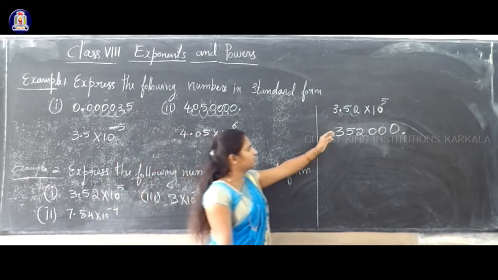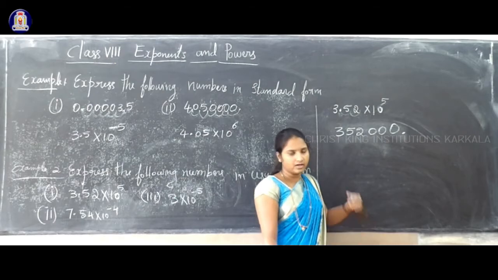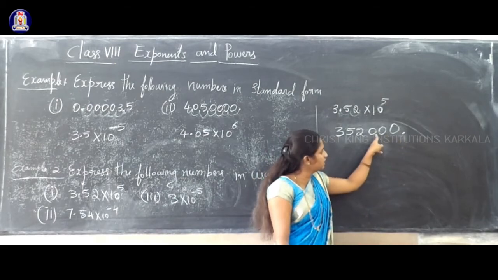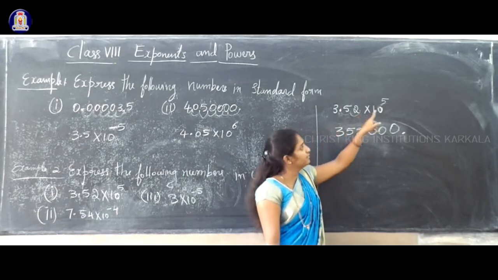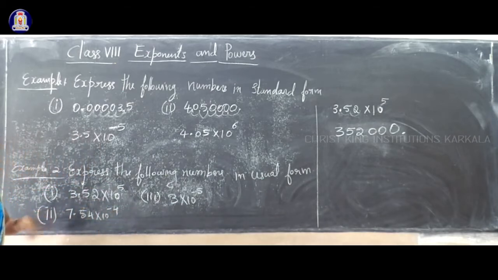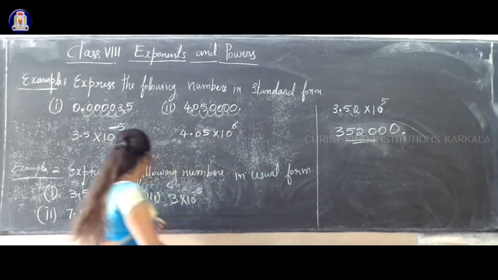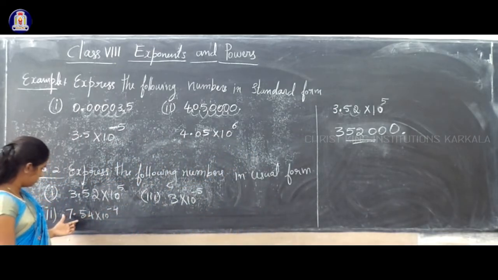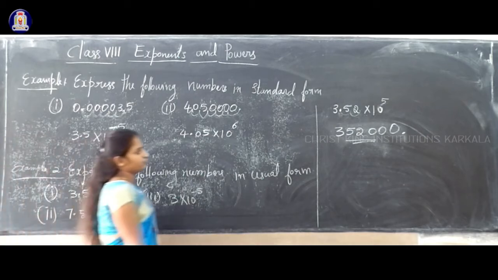This usual form we can write in standard form like this: 3.52 into 10 power 5. How is this decimal point going to the left-hand side? 1, 2, 3, 4, 5. So 10 power plus 5. Now, we'll see the second question: 7.54 into 10 power minus 4.